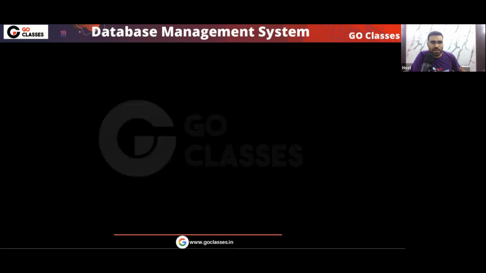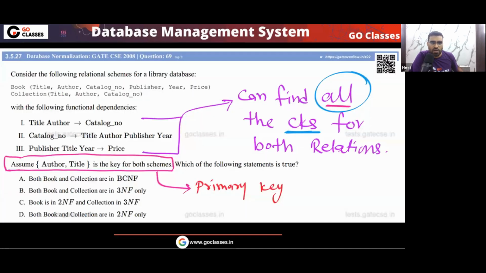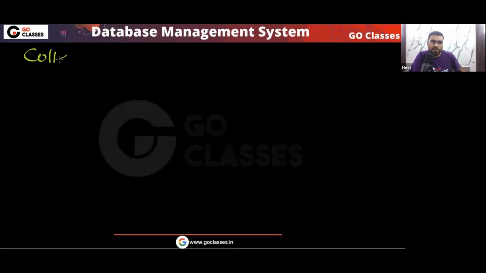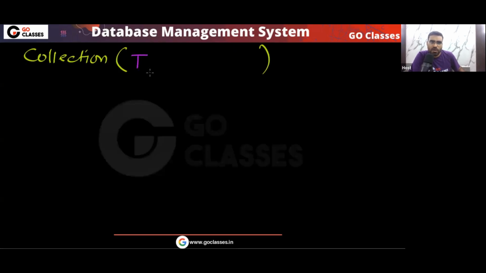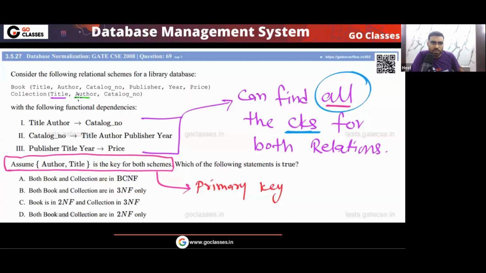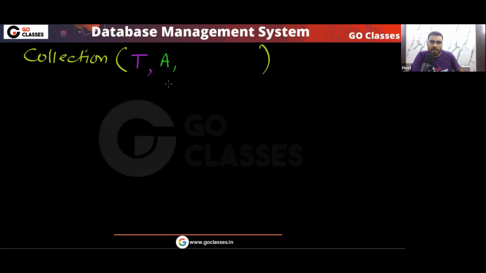Now you can see there are two tables. One is the collection table, another is the book table. First let me see this collection table. For convenience I will write all of them in short form. This title I will write T, to save time. This author I will write A, and this catalog number I will write C. So TAC, these are the three attributes.